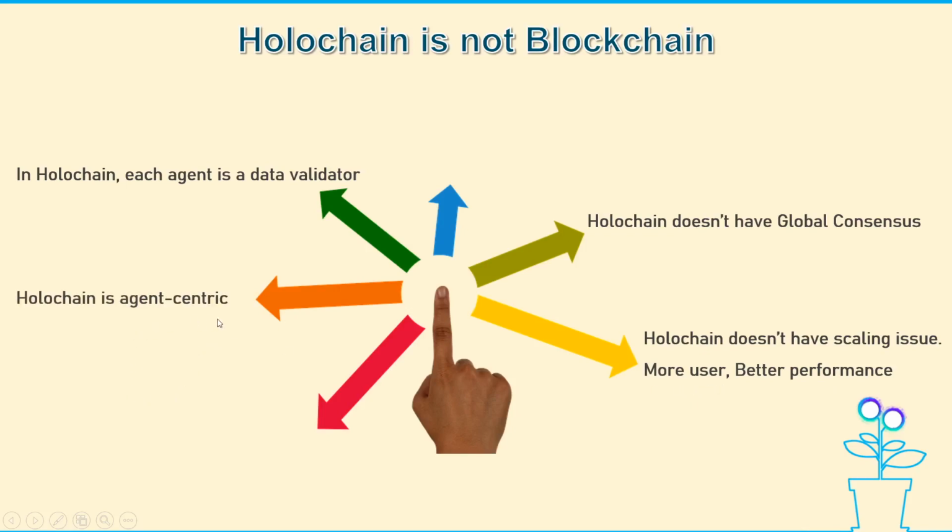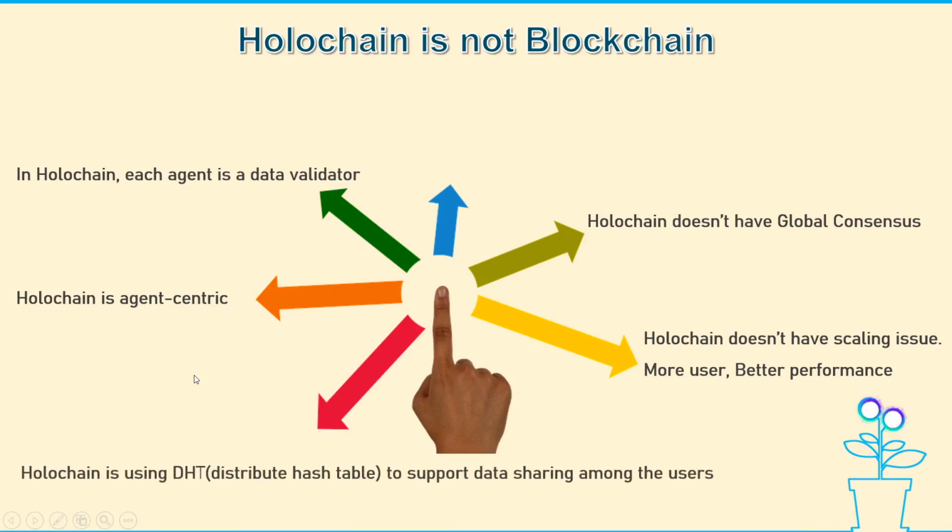Holochain is agent-centric. Inside blockchain, users cannot communicate with each other directly. They still should rely on distributed blockchain data. Holochain is using DHT or distributed hash tables to support data sharing among the users. If you are familiar with the torrent system, then this topic is quite familiar to you. And again, Holochain is not a smart contract. You can implement a smart contract with Holochain.